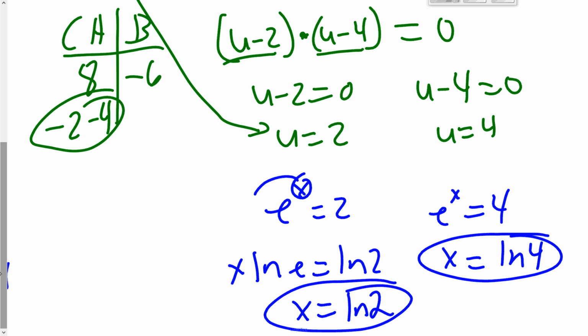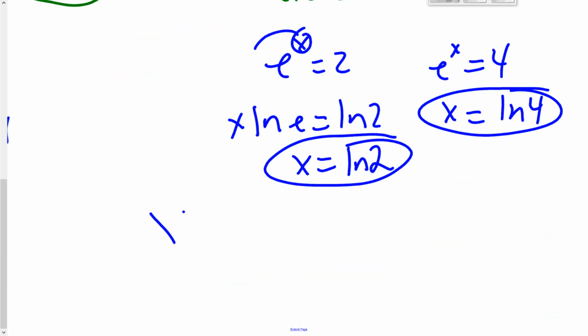If I can't scroll down anymore. Here we go. So for this, x equals, we'll just go ahead and leave it as ln of 2 and ln of 4. So we can just leave it like that, so then we don't have to round, right? That's a truer number than actually rounding something.